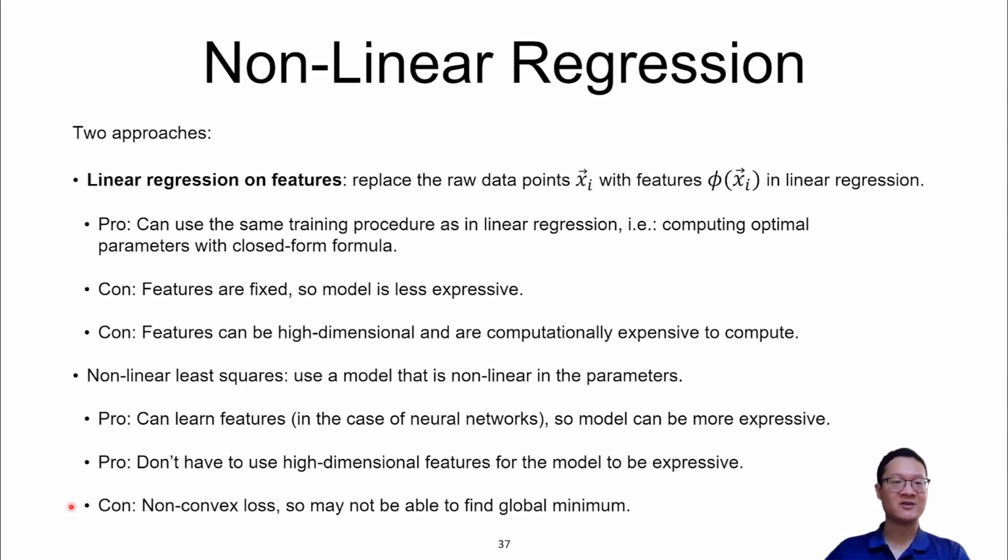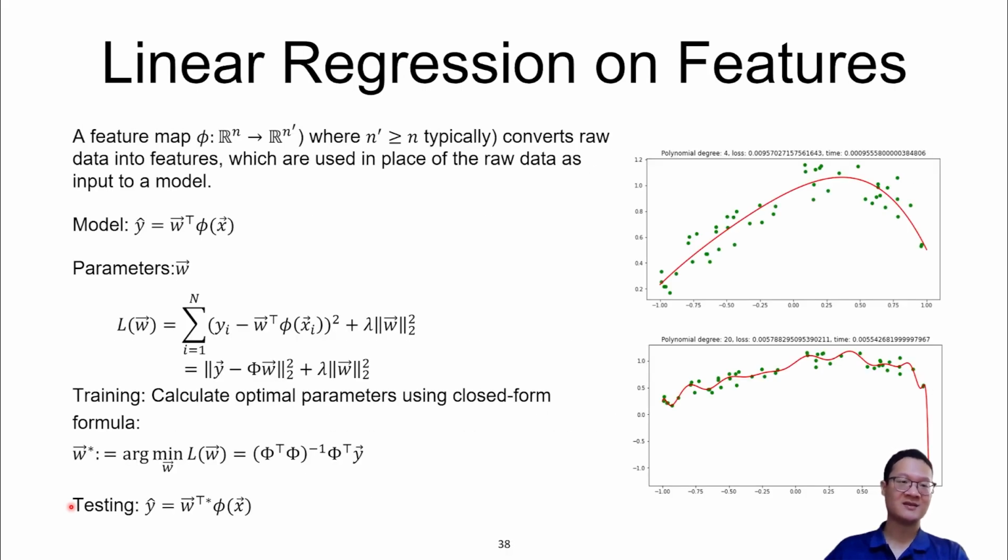So in linear regression on features, we replaced the raw data points x with phi of x. So our model basically looks almost exactly the same as linear regression on the raw data points. We just replace x with phi of x, and then all the loss function expressions carry through with that replacement. And similarly, this carries all the way to the optimal parameter expression. And through using polynomial features, we also studied in detail what overfitting and underfitting means, and we explored model selection as well.